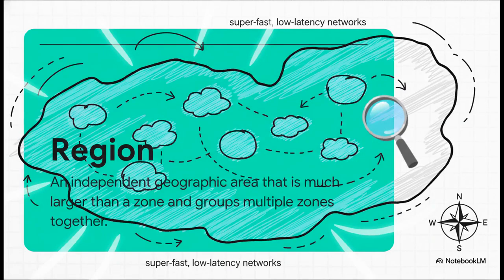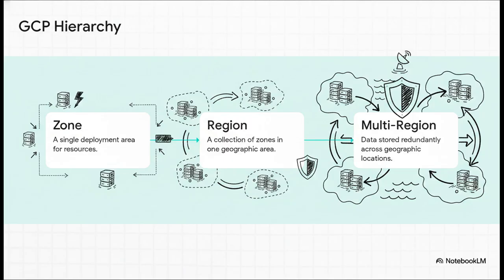Now, let's pull the camera back a bit. You have regions. A region is just a geographic area, right? And it groups a bunch of those zones together. And all the zones inside one region, they're all connected with these ridiculously fast, low latency networks. So you can start to see how this all clicks into place.